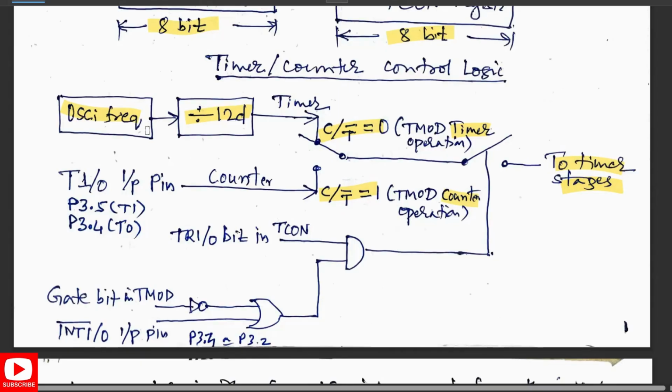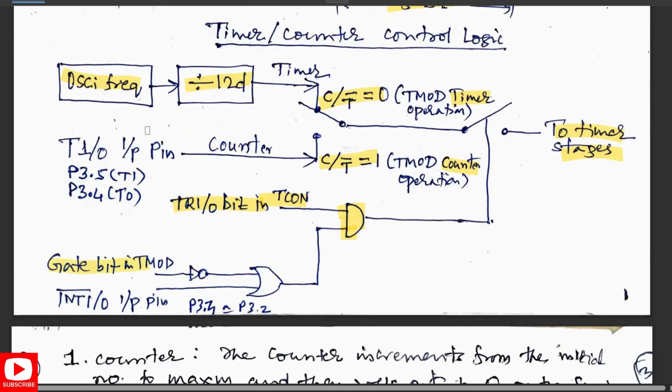Here another factor is that we have to place an AND gate, where one input will be TR, that is the run control bit in the TCON, and the other one comes from the OR gate, whose inputs are the inverted GATE bit in the TMOD and the external pin INT0 or INT1. That output is taken as input for the AND gate. This is our timer control logic.